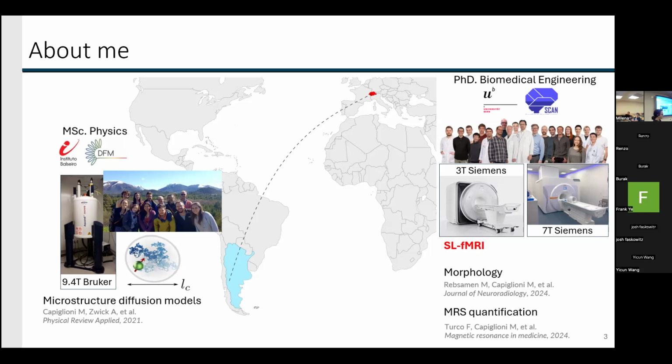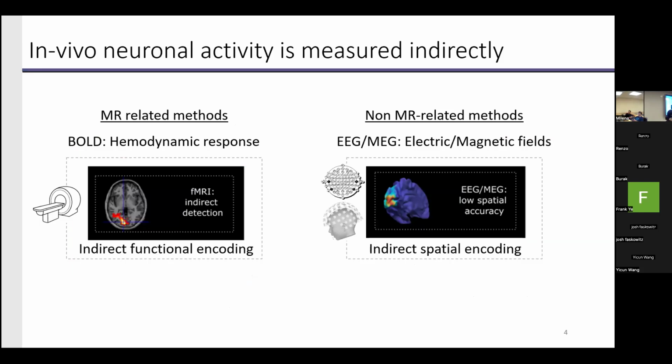And my focus is in the field of fMRI, but I'm also part of projects on morphology analysis and MRS quantification algorithms as part of PhDs and masters in our group. So going directly into spin lock fMRI and why we want to develop yet another functional technique.